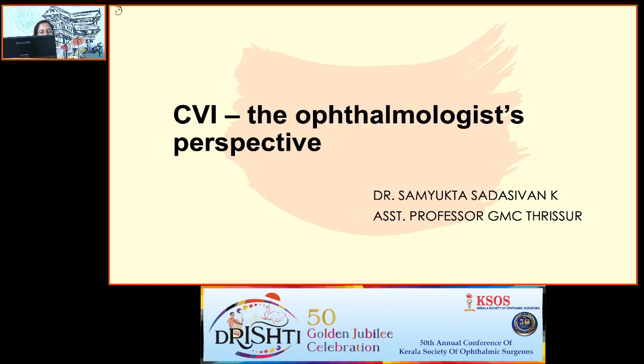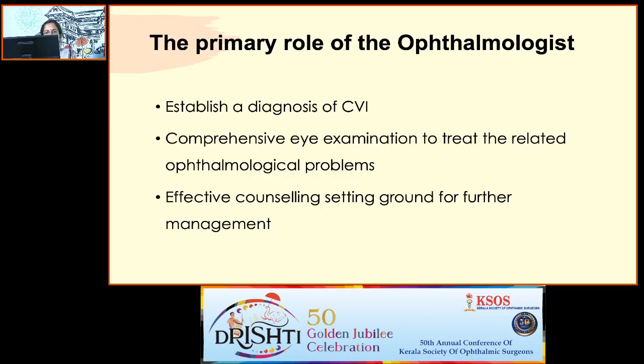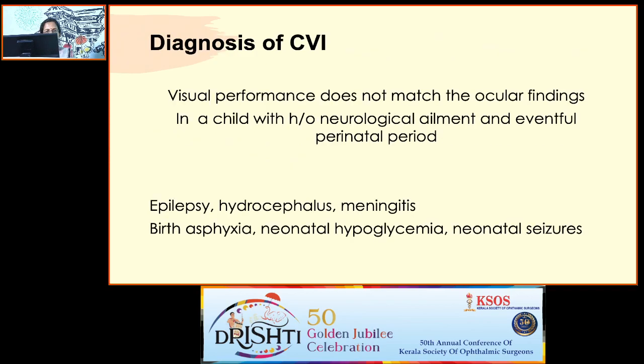Good morning, everyone. From where Madam has stopped, I'll be continuing with a small presentation on the ophthalmologist perspective of CVI. So what is the primary role of the ophthalmologist? To establish a diagnosis of CVI after a comprehensive eye examination compounded with effective counseling, which sets ground for further management. So how do you diagnose CVI?